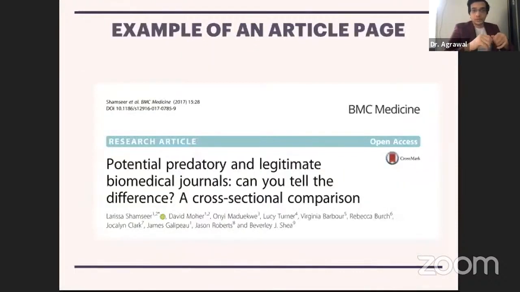This is the example of an article page. It gives you information about the DOI, which is a unique ID issued to each and every article. The name of the journal, the research article is a type of article that you're seeing here. Open access again means that it's free for anyone to access. The authors have already paid a fee for it to be free, open access. The title of the article is right here.